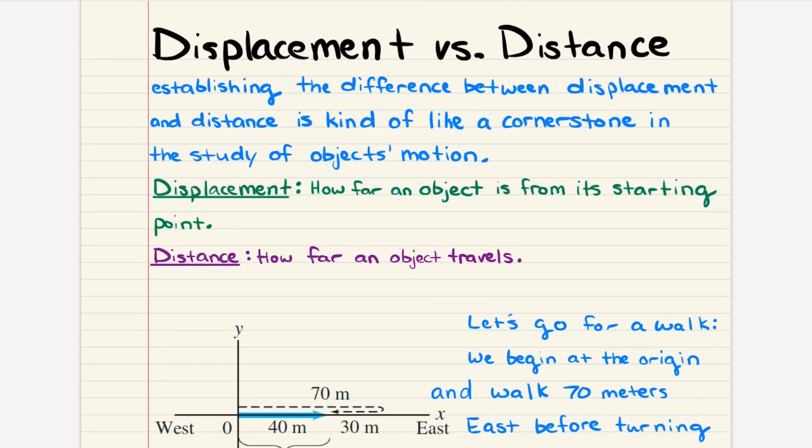Okay, so now that we've discussed how frames of reference work and how we actually set frames of reference, let's establish the difference between distance and displacement. This is really a cornerstone to Physics 1. All right, so by definition, displacement is how far an object is from its starting point. And distance, by definition, is how far an object travels.